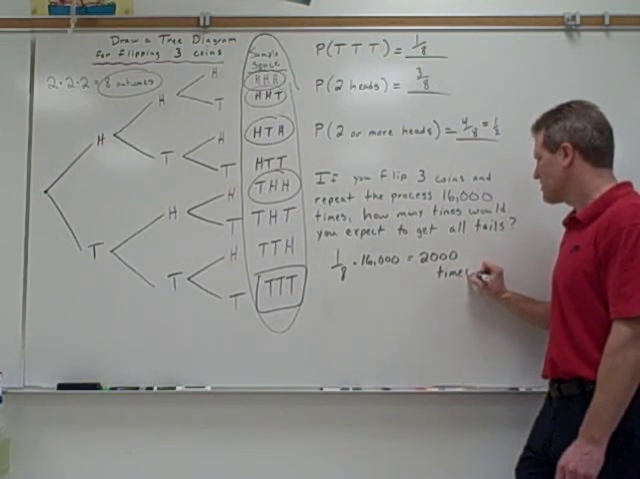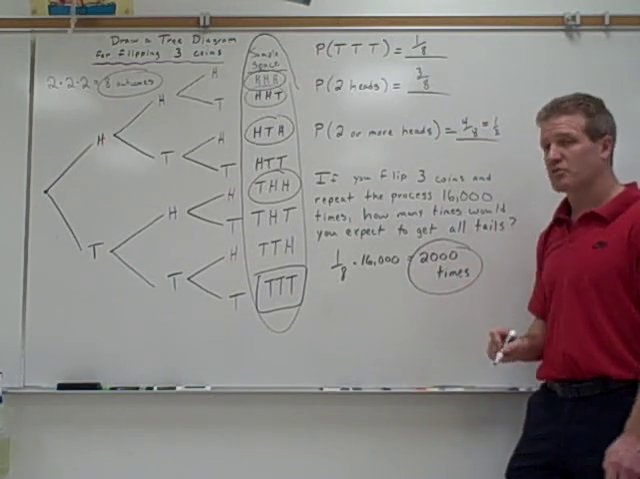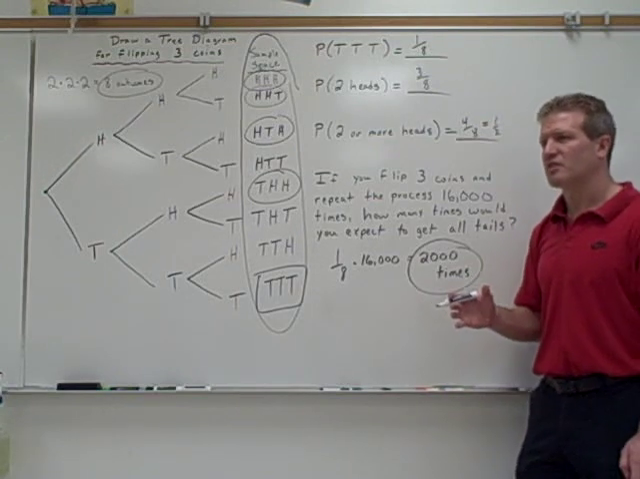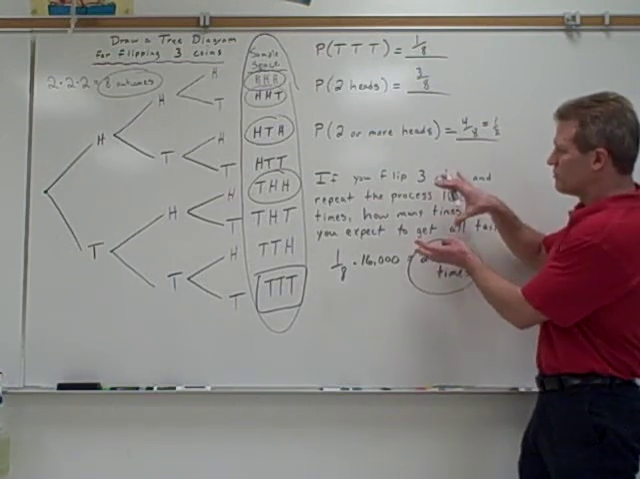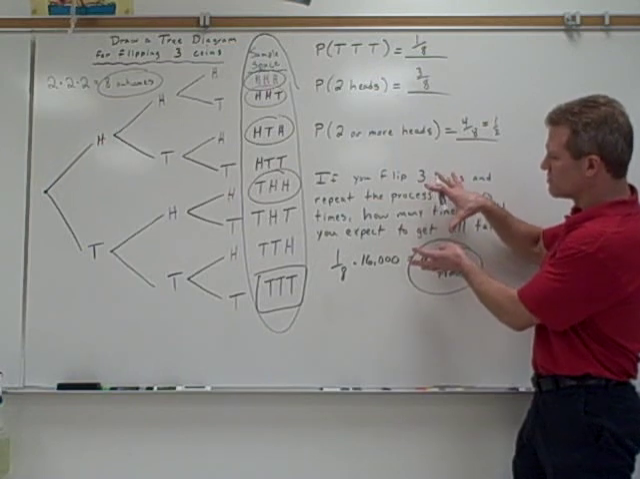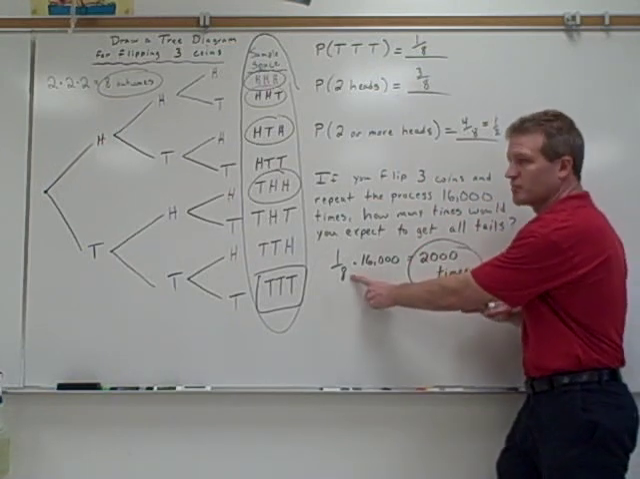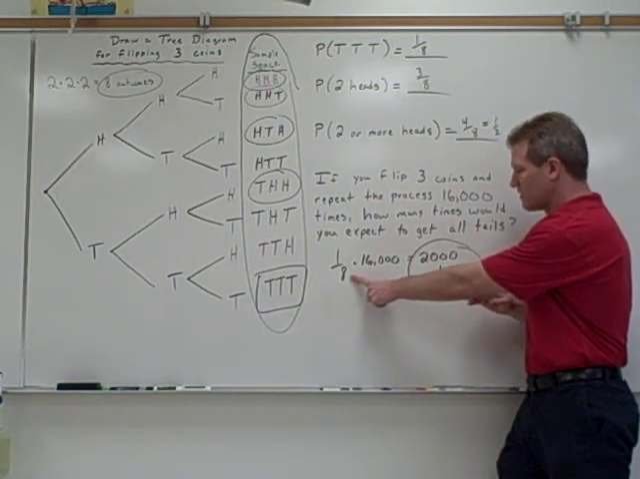Now, is it always going to be exactly 2,000? No, it's going to be close though. What law says that the results of your experiment over a large number of trials will get close to the theoretical probability? Law of large numbers. Law of large numbers, perfect.